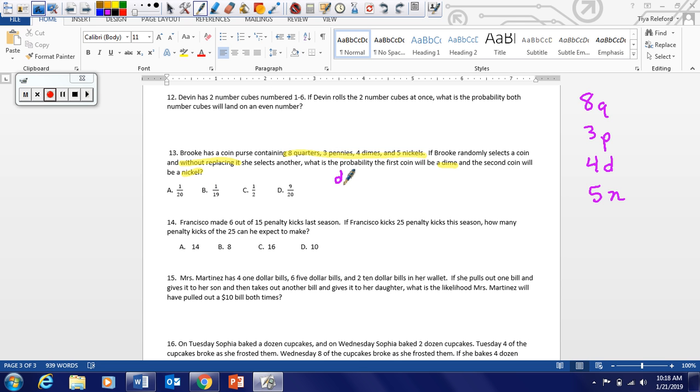So we need the probability of a dime and the probability of a nickel, and multiply. Now, once she selects the dime, does she put it back? No. So that's going to affect your total for the probability of selecting a nickel. It won't affect your numerator because she's not selecting a nickel the first time. So find the probability of a dime, take that dime out, recount the total, find the probability of a nickel, and then multiply the two. Top times top, bottom times bottom.